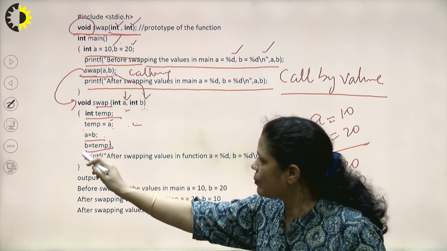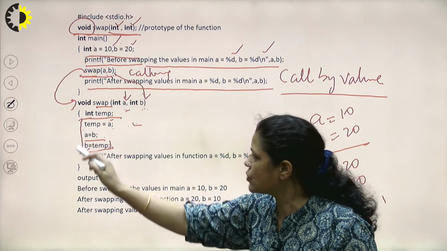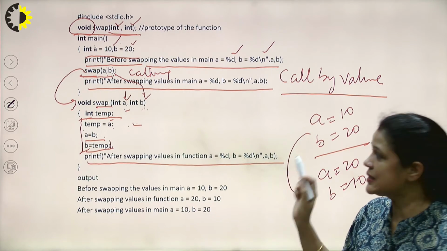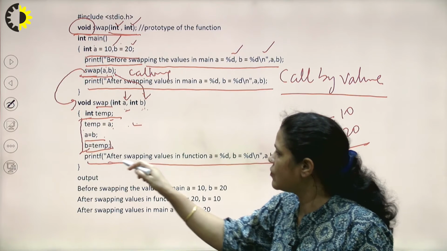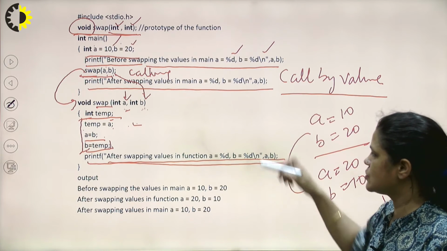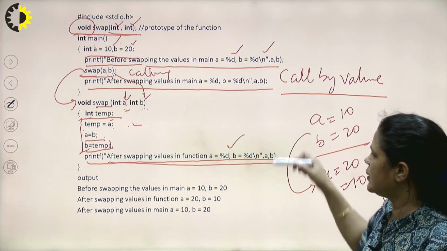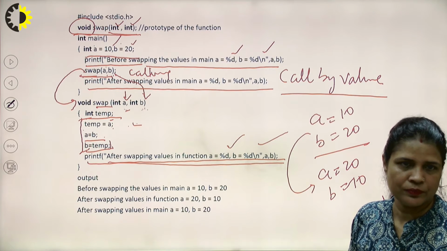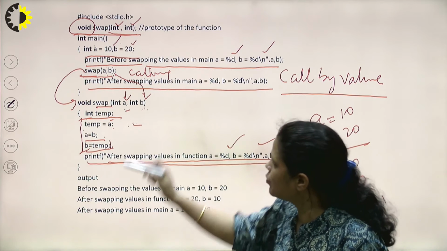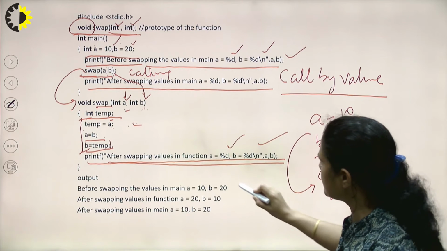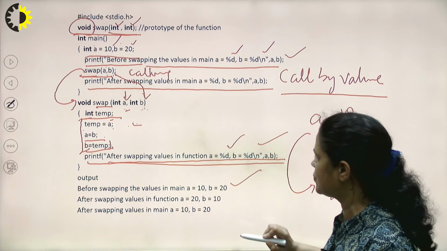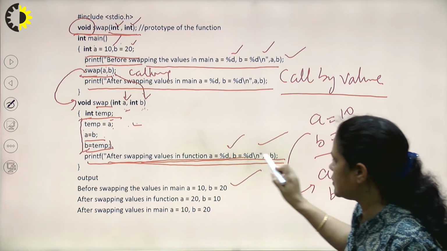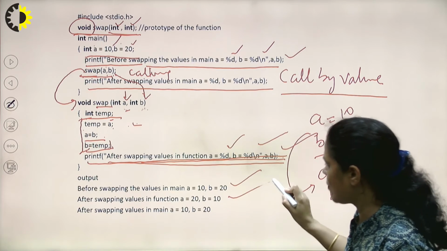So this is the logic for the swapping. After this, we can have the printf statement. This printf statement is inside this swap function. So after swapping, values will be printed. A is equal to 20, B is equal to 10 will be printed here, right? So here we can see the output. First of all, this printf statement value will be printed: A is equal to 10, B is equal to 20. After swapping, the value of the function, this one. So values are swapped here.